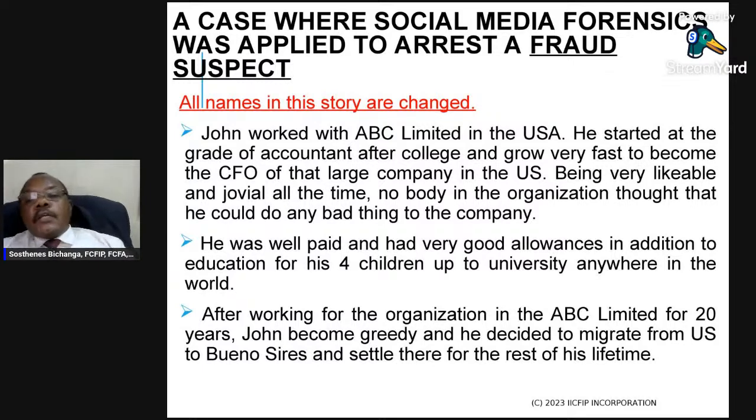I am now going to take you through a case where social media forensics was applied to arrest a fraud suspect, albeit accidentally. All names in this story are changed.